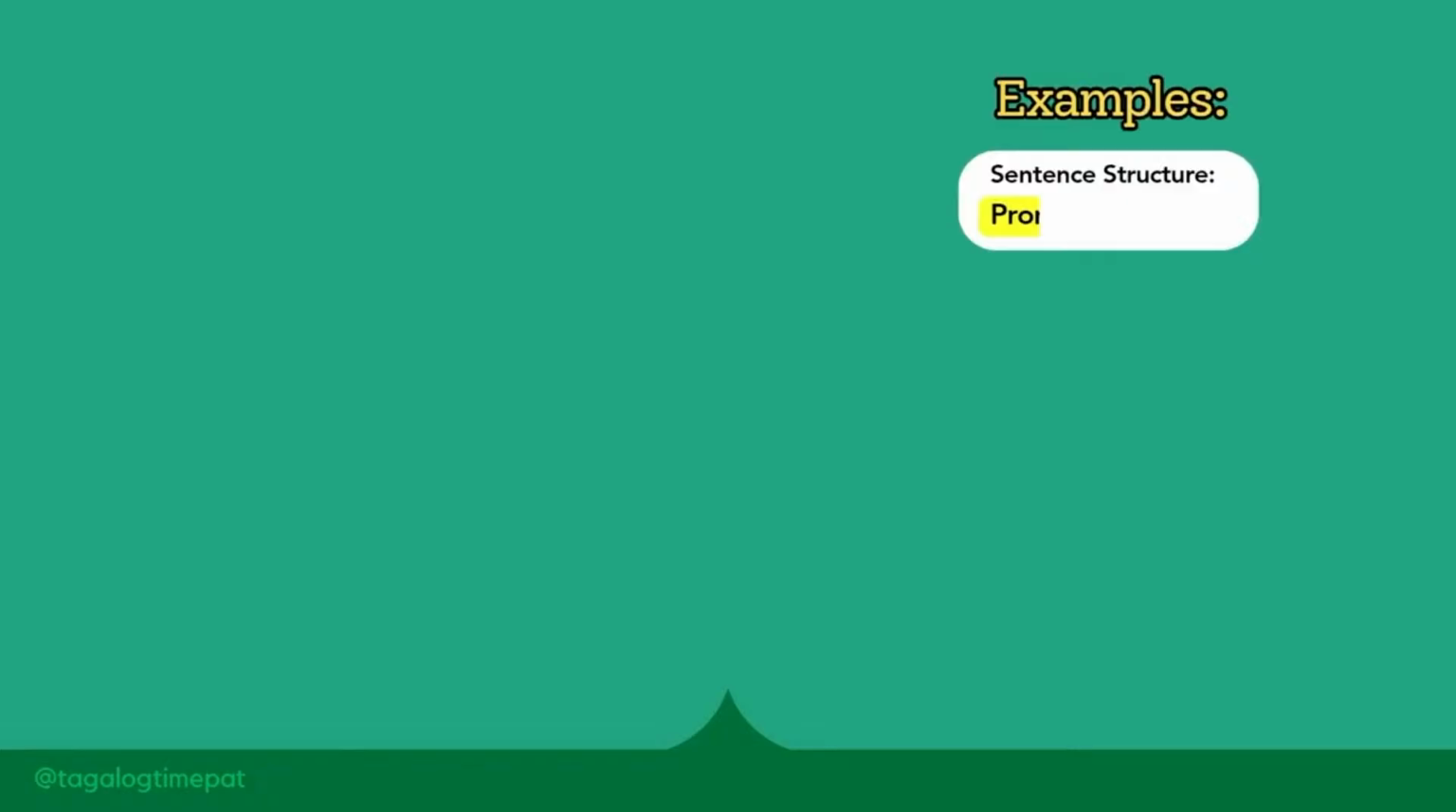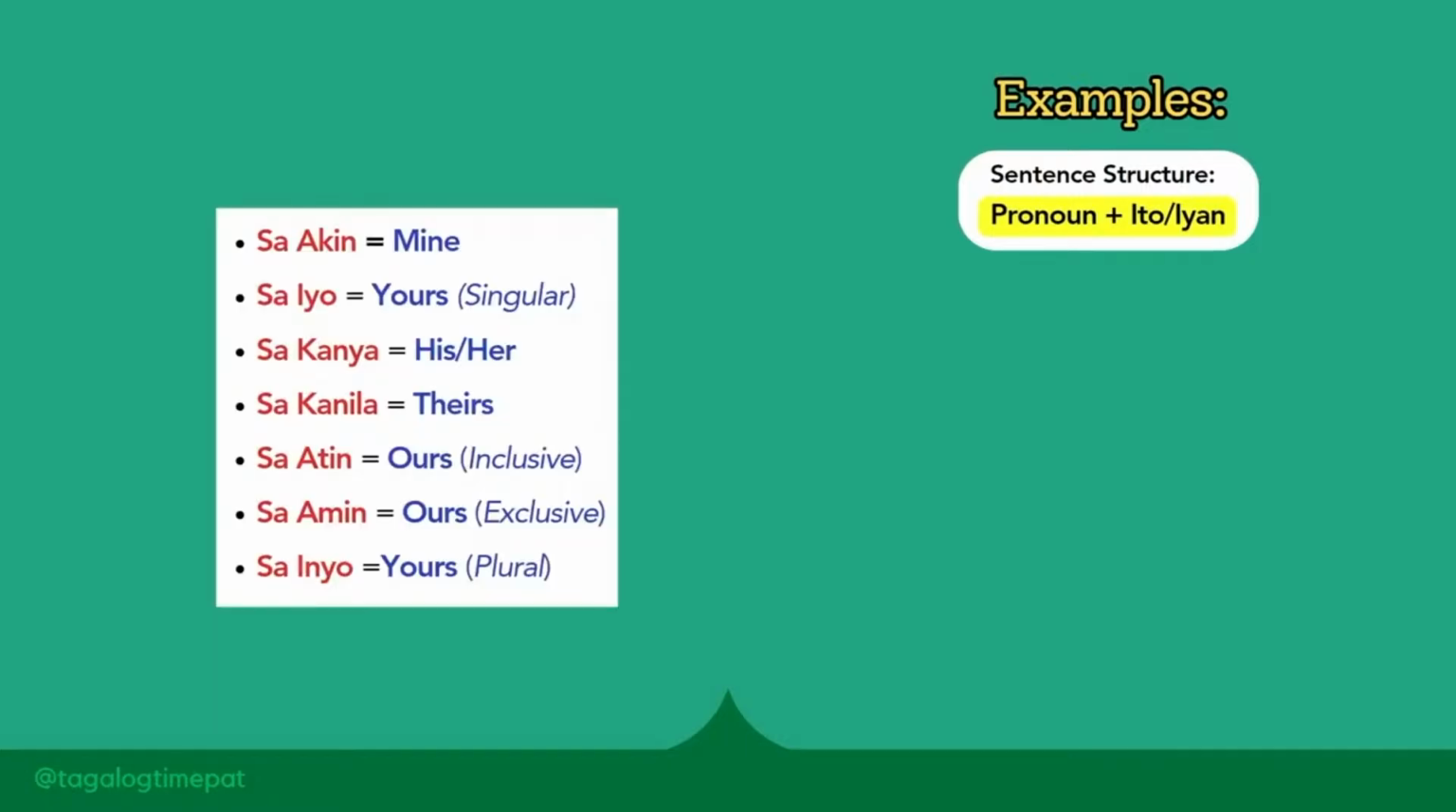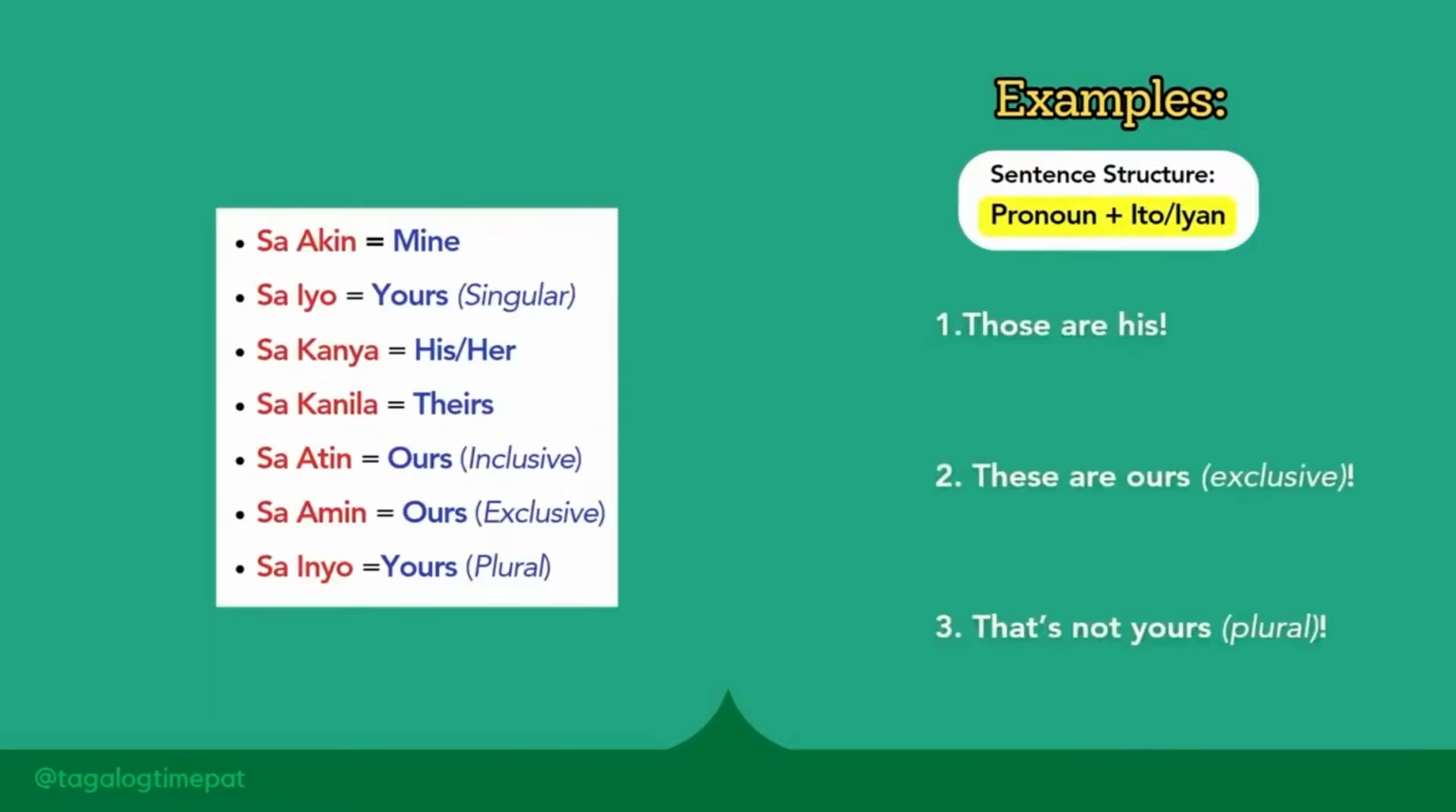All right, now let's do some examples. First, it's the pronoun, and then it's the demonstrative pronoun. And these are the pronouns we learned. So now take a minute and do these examples. If you wanted to say those are his, it would be sa kanya yan. Number 2, these are ours. Exclusive would just be sa amin ito. So we are just following that sentence structure, pronoun, then the demonstrative pronoun.